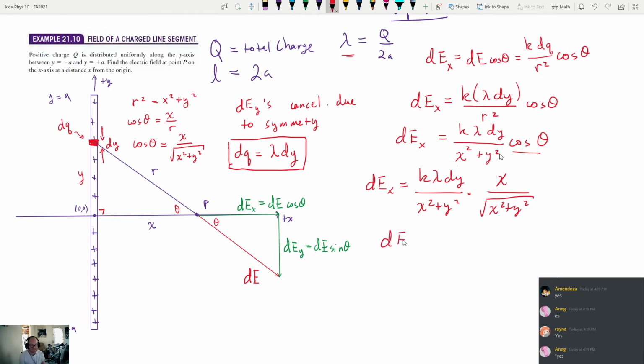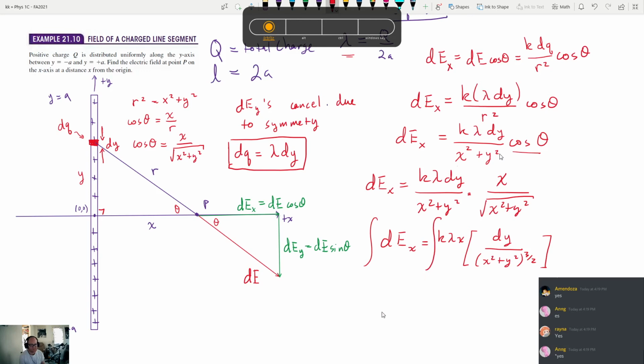So now it says that dEx is equal to k lambda x times dy divided by x squared plus y squared to the 3/2 power. There we go. And that's an integral we can do, right? Now we can integrate both sides and solve the problem.